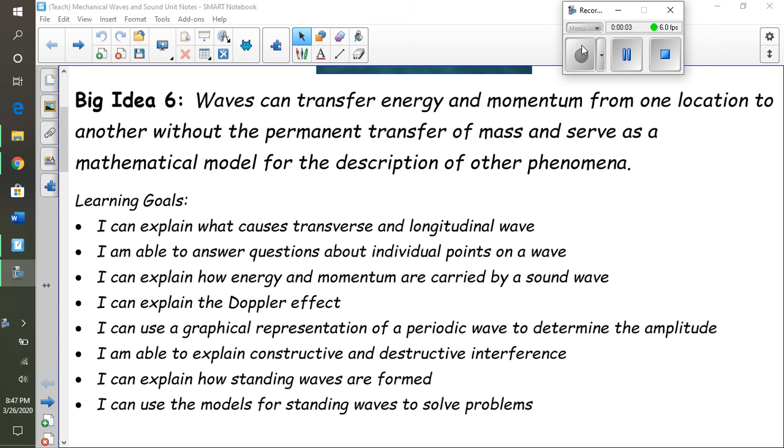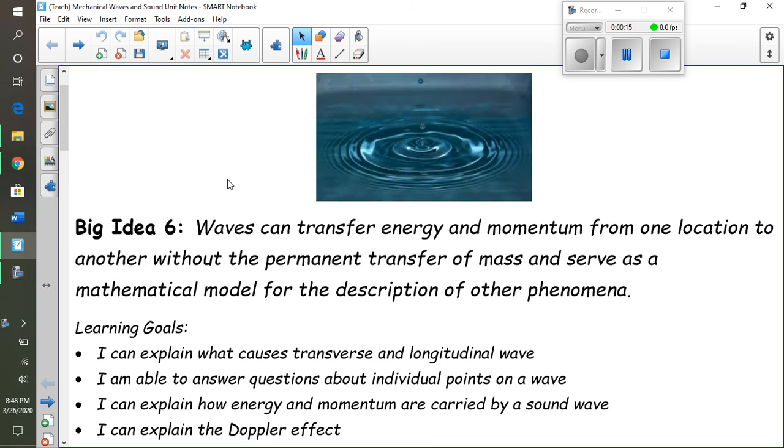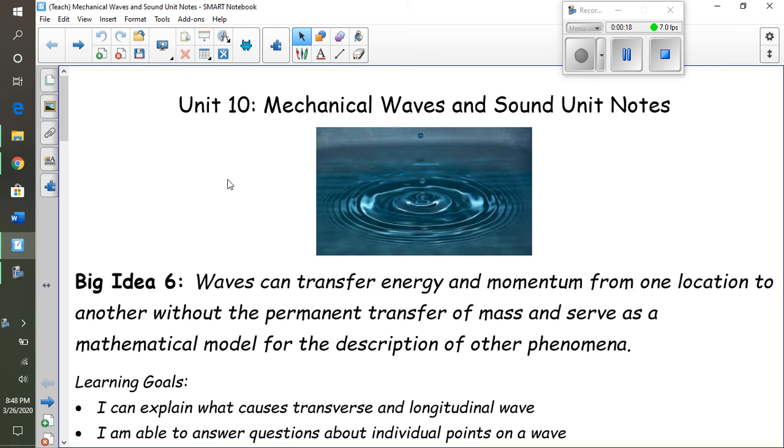Okay, here we are. We're taking a look at your final unit. This is going to be done online, unfortunately, but we'll get through that. So, for your last unit, Unit 10, we got mechanical waves and sound. And honestly, this isn't going to be too bad.